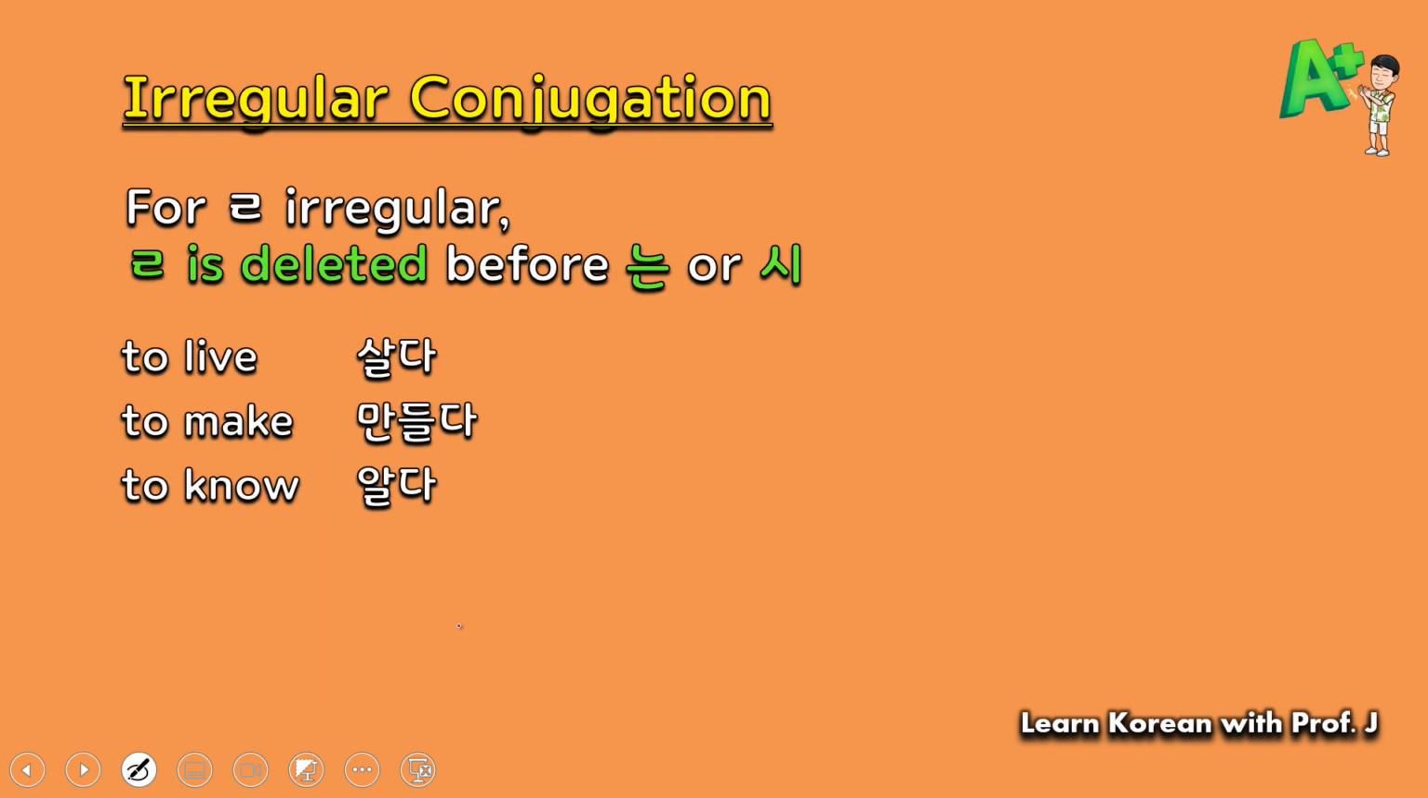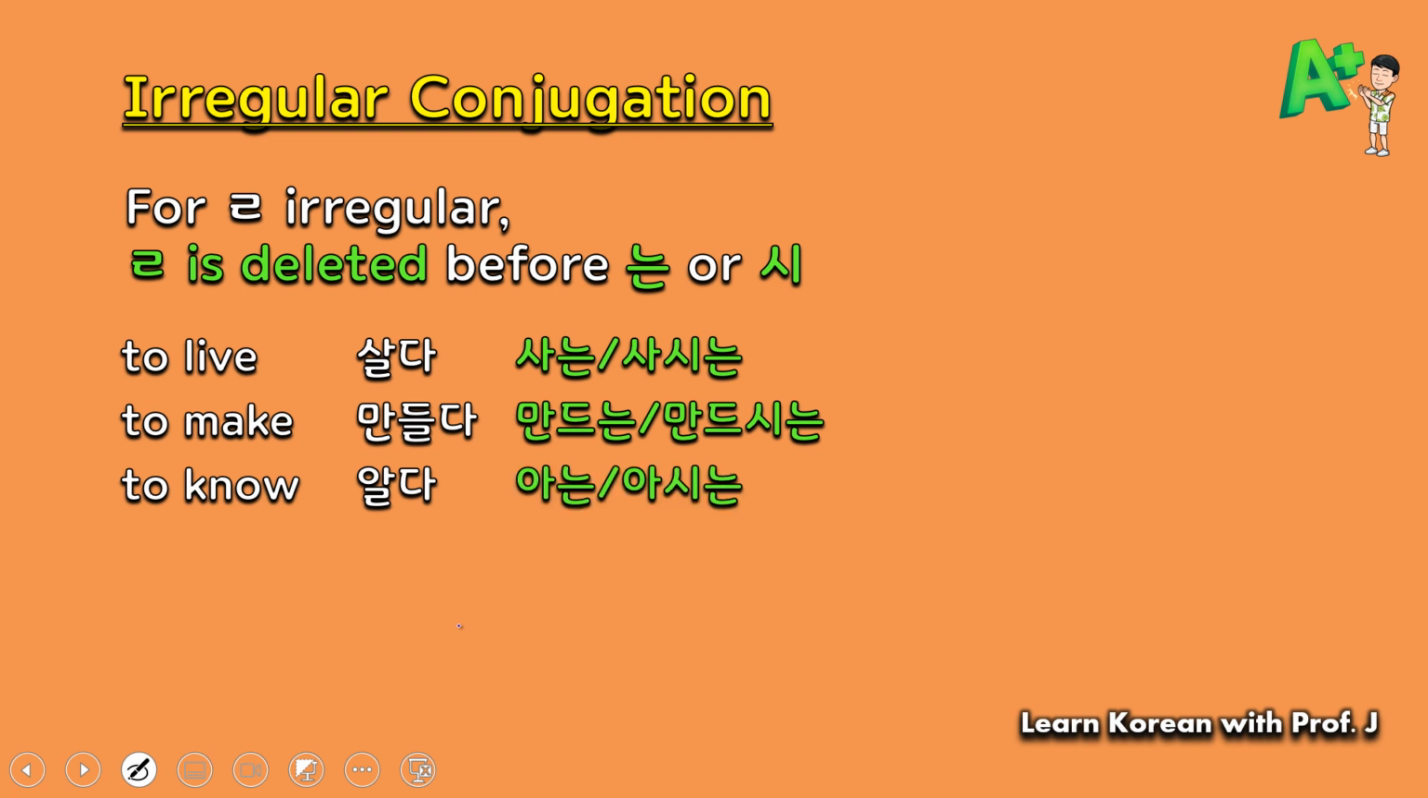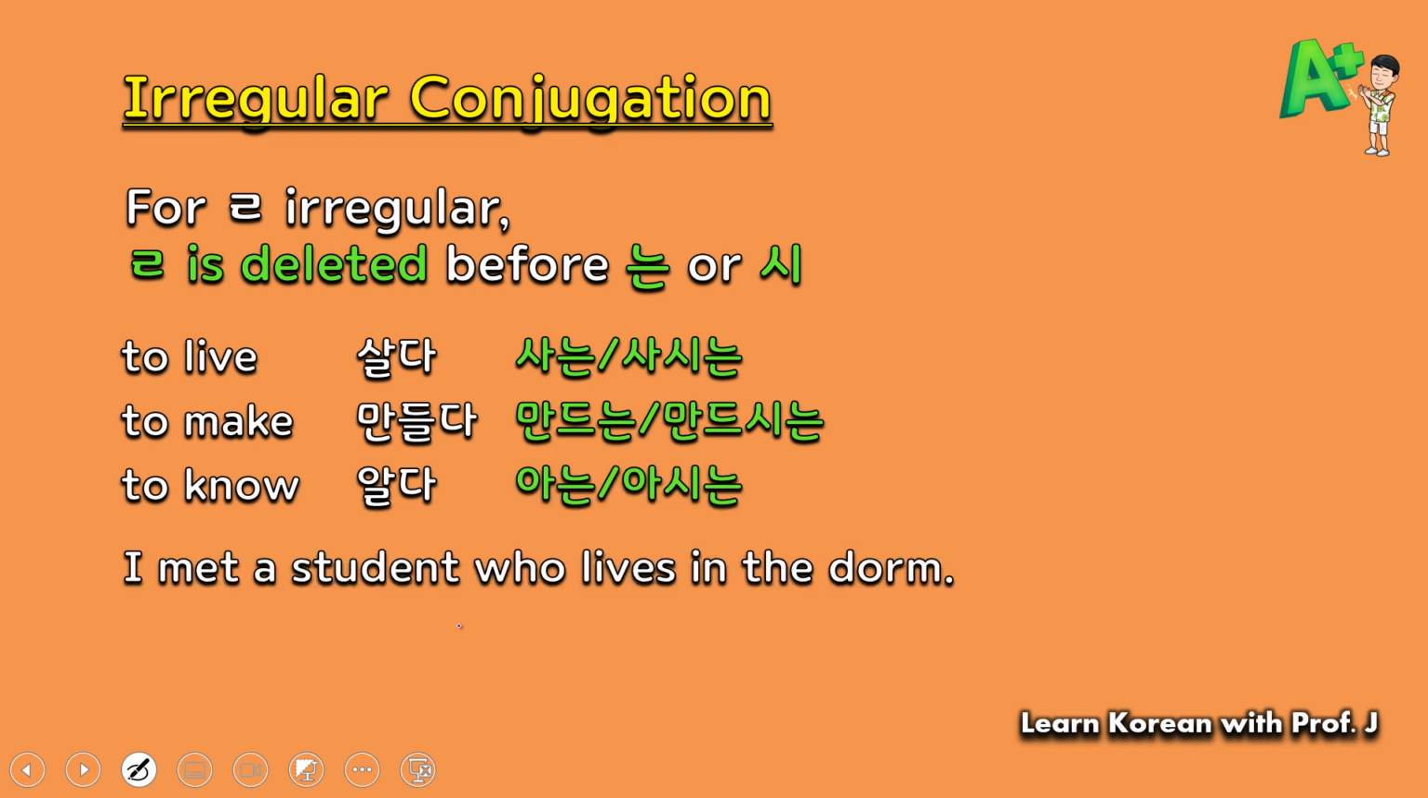And there are some irregular conjugation. For ㄹ irregular, you need to remember that ㄹ is deleted before 는 or 시. So to live, 살다 becomes 사는, 사시는. 만들다, 만드는, 만드시는. 알다, 아는, 아시는.